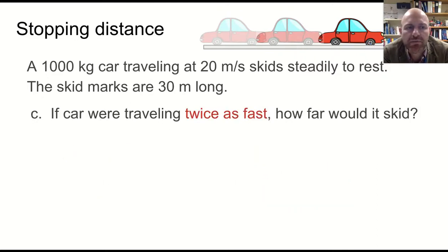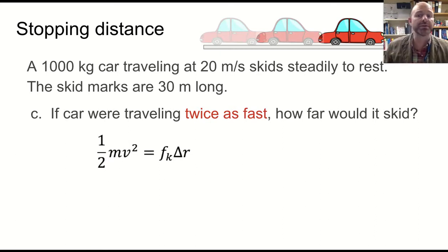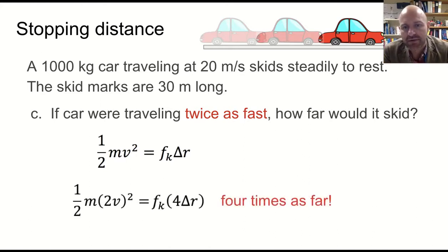We could also think about this in terms of what would change if we were traveling twice as fast. How far would it skid? Well, we know that 1/2 mv squared, the initial kinetic energy, is equal, in magnitude, to the amount of work that the friction did. And if we were to double the speed, that would make the left-hand side of the equation 4 times as big, which means the delta R would be 4 times as far to balance that equation.